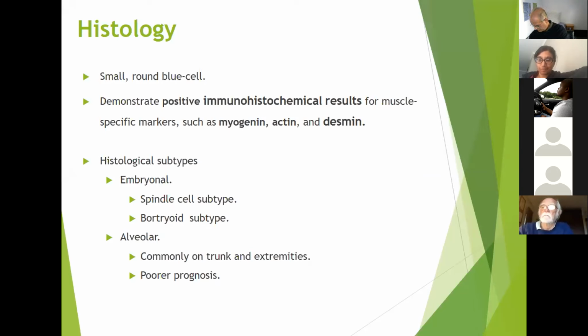It is divided into two broad types, embryonal and alveolar. Embryonal is the most common, which has its own subtypes, the spindle cell subtype, and you have your botryoid subtype as well. Your alveolar is the one that has a poorer prognosis, and it is more common on the extremities and the trunk.